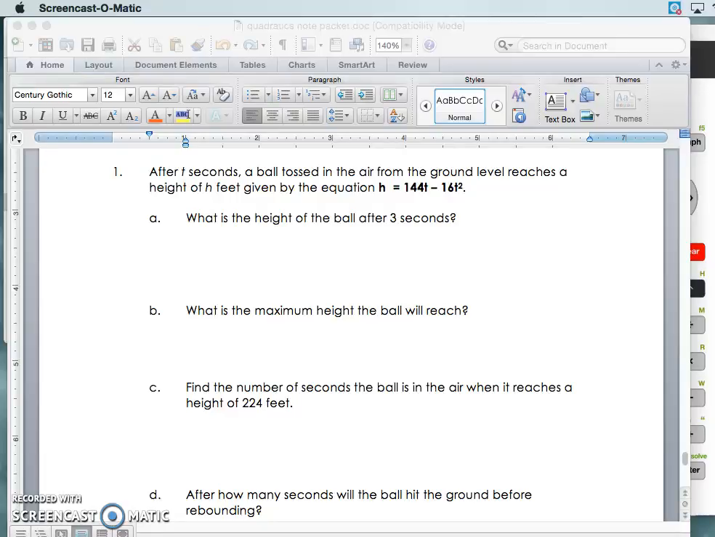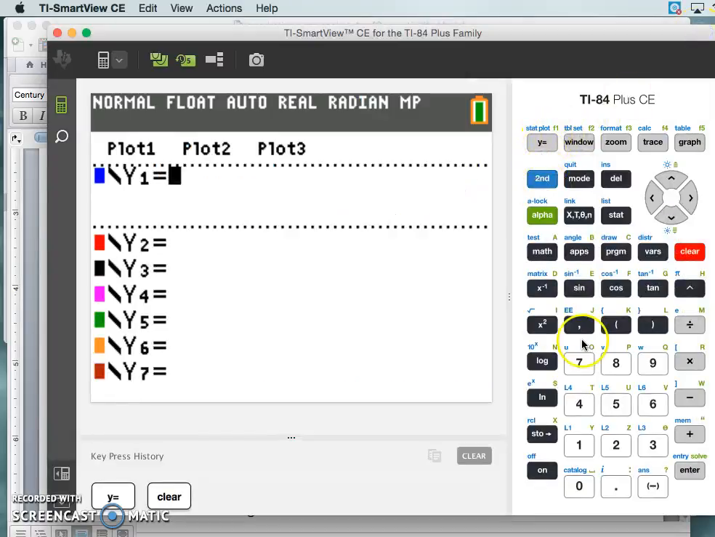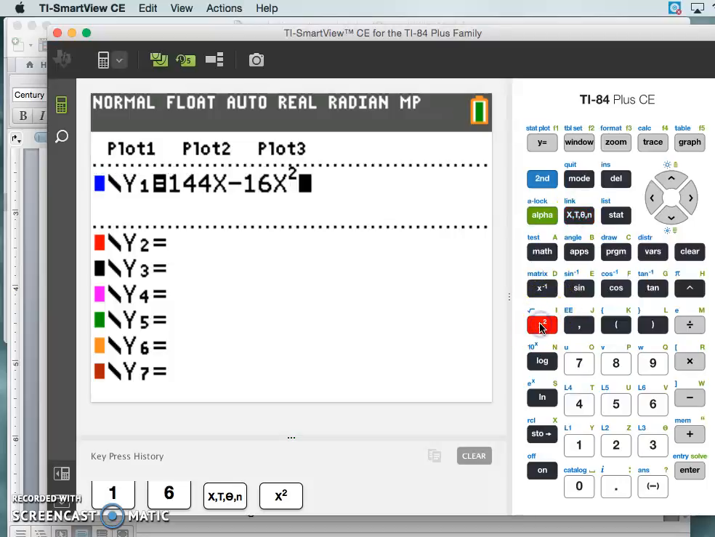This screencast is for this example in this document. After t seconds, a ball tossed in the air from ground level reaches a height of h feet given by the equation h is equal to 144t minus 16t squared. So the first thing we need to do is put that into our y equals 144t minus 16t squared, and instead of t I'm using x because that's what we used in the calculator.